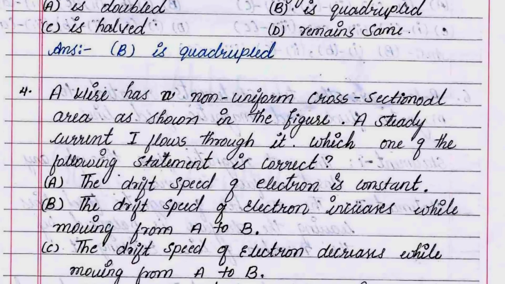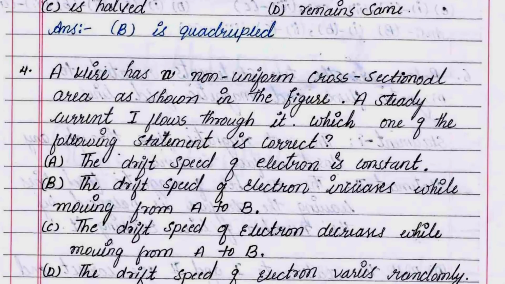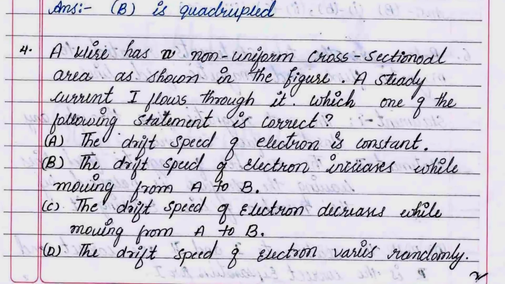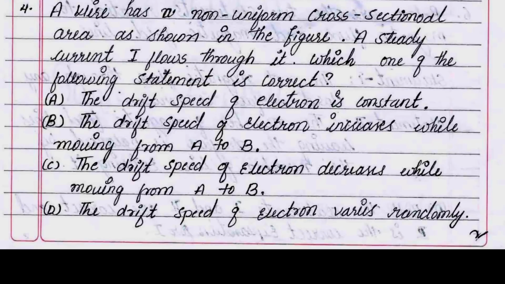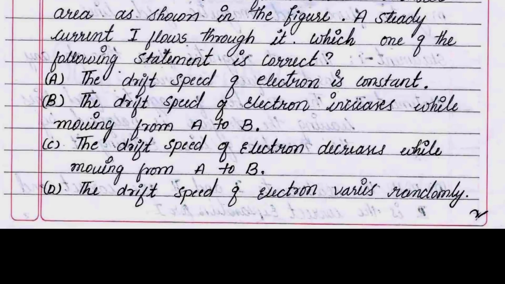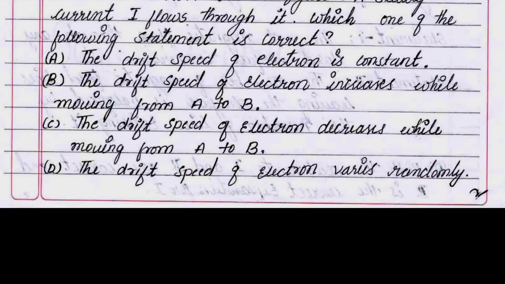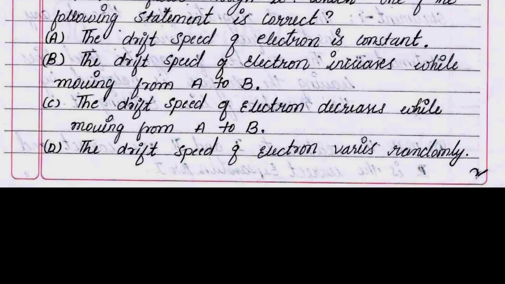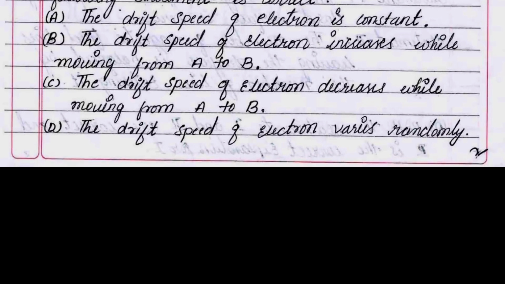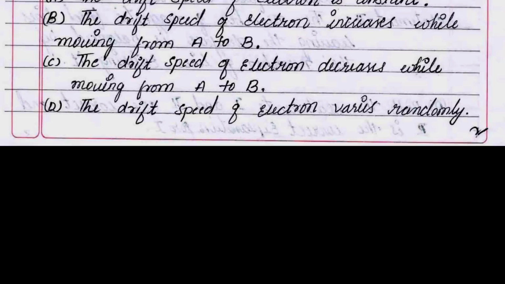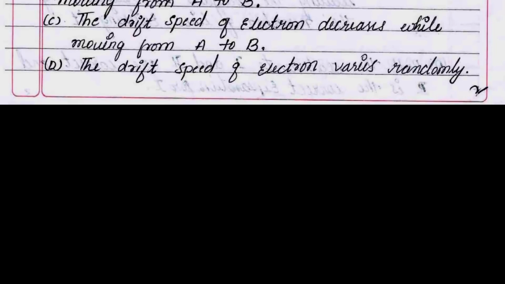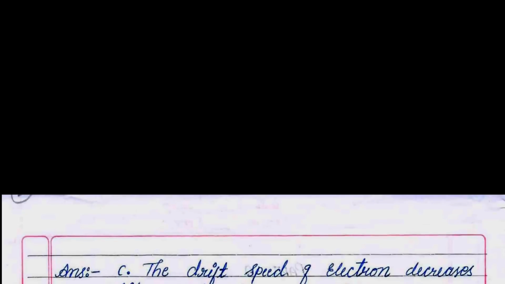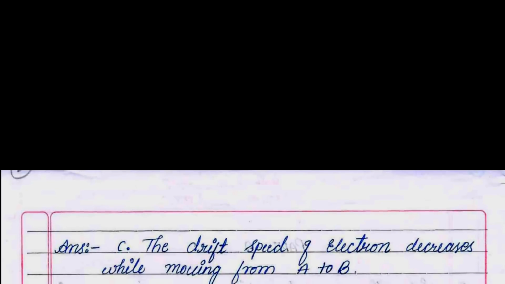Fourth, a wire has non-uniform cross-sectional area as shown in the figure. A steady current I flows through it. Which one of the following statements is correct? A. The drift speed of electron is constant. B. The drift speed of electron increases while moving from A to B. C. The drift speed of electron decreases while moving from A to B. D. The drift speed of electron varies randomly, and the answer is C. The drift speed of electron decreases while moving from A to B.